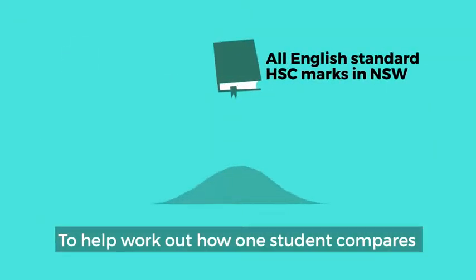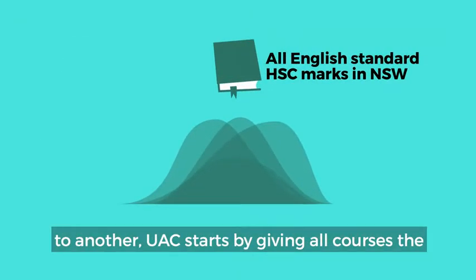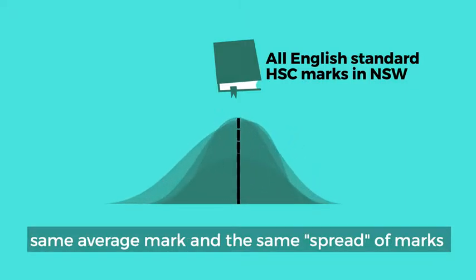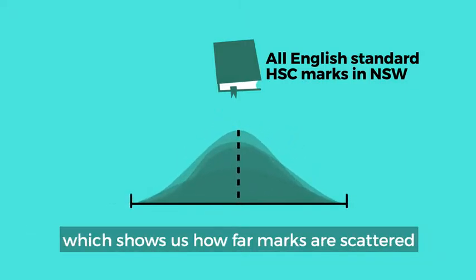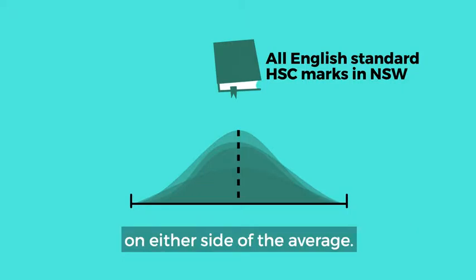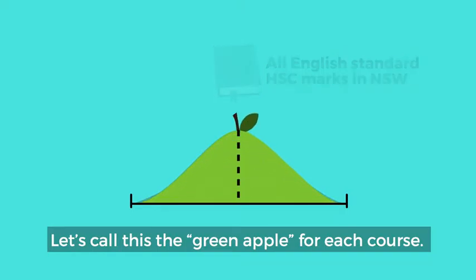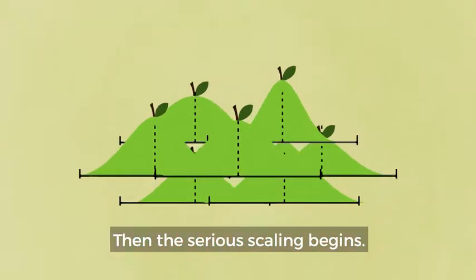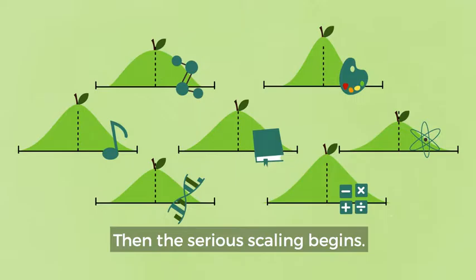We want to compare apples with apples. To help work out how one student compares to another, UAC starts by giving all courses the same average mark and the same spread of marks, which shows us how far marks are scattered on either side of the average. Let's call this the green apple for each course. Then the serious scaling begins.